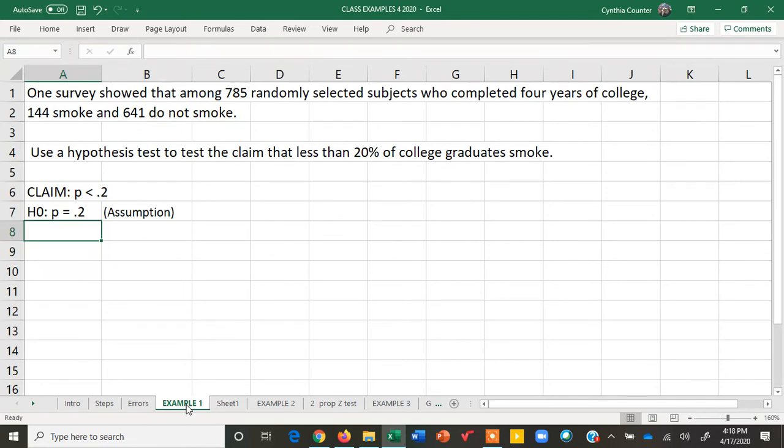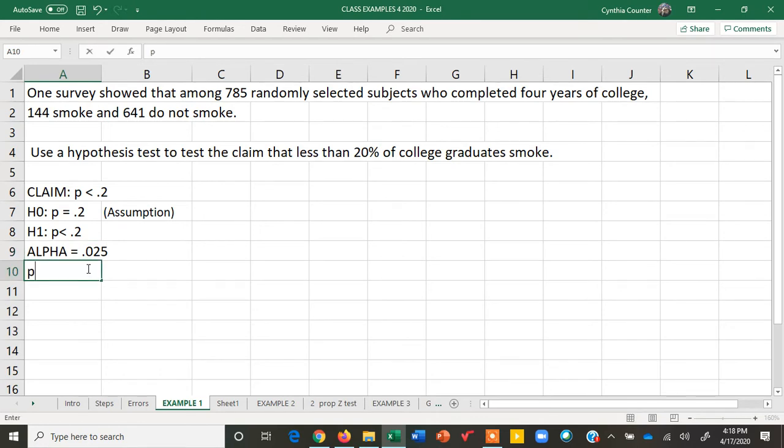The alternative hypothesis is our claim, and alpha is 0.025. So this is our setup, these 4 parts: the claim, the null, the alternative, and alpha. Then we can get to our computations.